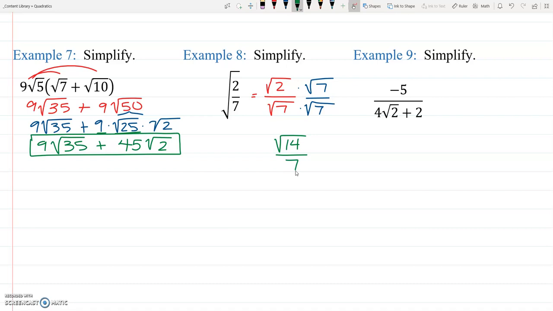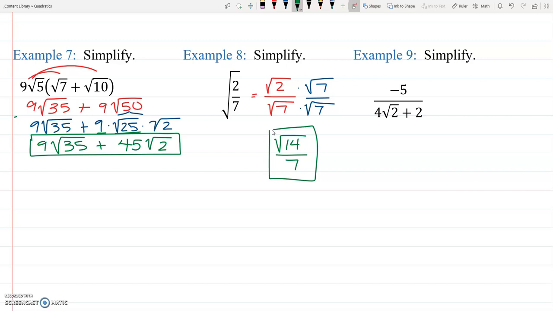All right, can I reduce? I got a 14 on top, 7 on the bottom. Can I reduce? No. Okay, it's kind of like this. Over here, when you had 9 times square root of 35, those can't mess with each other. You can't do 9 times the 35. What's in the house and what's out of the house can't mess with each other. So the 14's in the house, 7 is out of the house. They can't mess with each other. We're done.